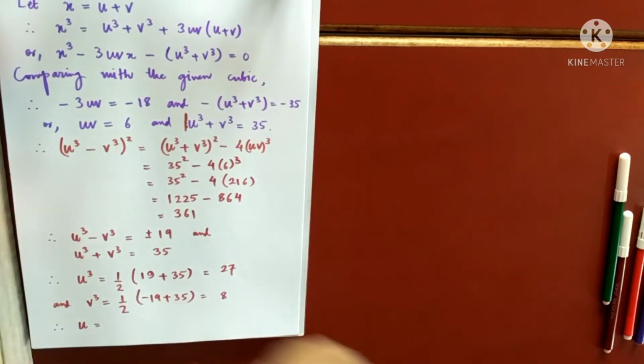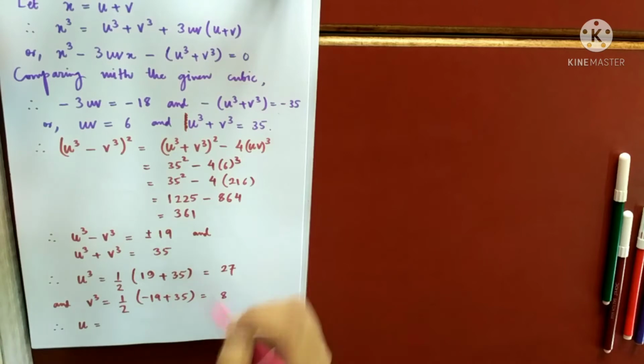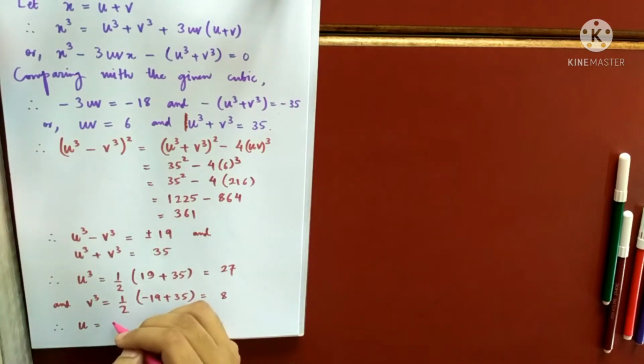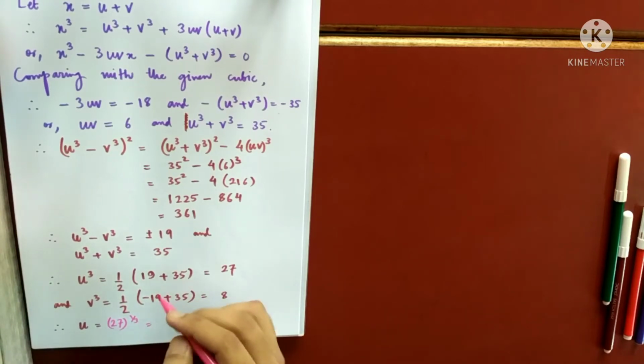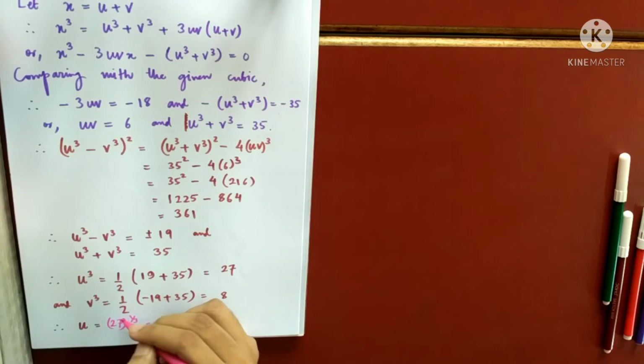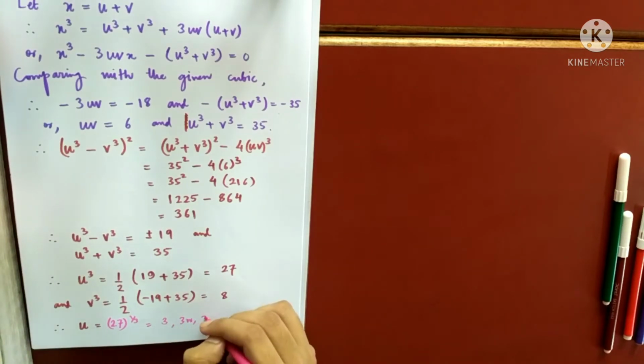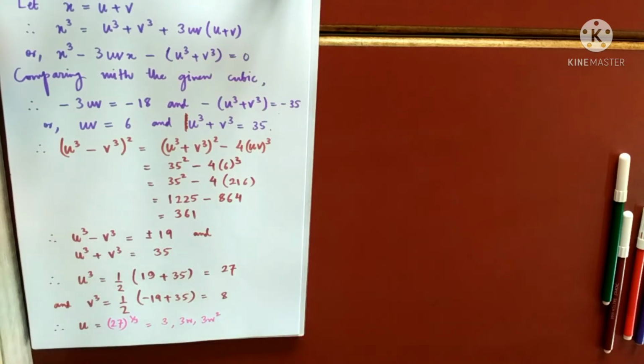Very good. So this is a cubic equation, u cube equals 27. There will be three values for that. So that will be the cube root of 27, and the cube root of 27 will have three values. The cube root of 27 is 3, and multiplying that with the cube roots of unity. What are the cube roots of unity? 1, omega, omega square. So 3, 3 omega, 3 omega square.